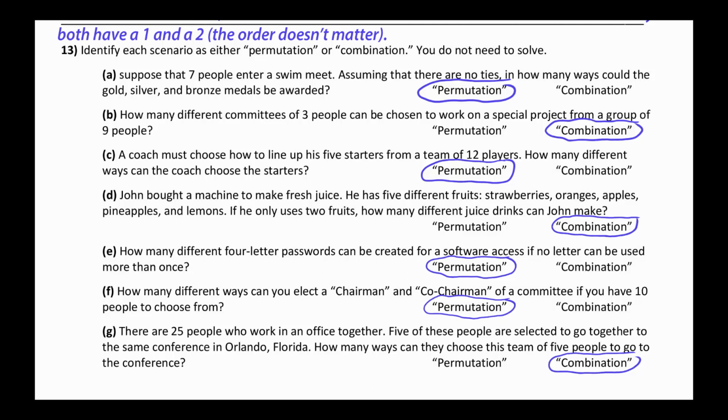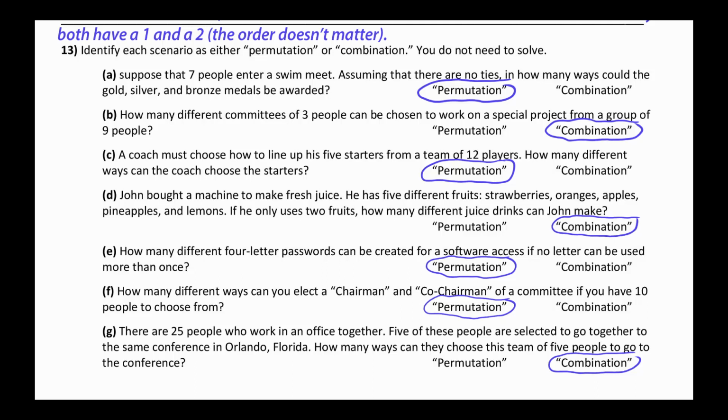C, a coach must choose how to line up his 5 starters from a team of 12 players. How many different ways can the coach choose the starters? So this one might be able to go in a couple of different ways, but they say it's a permutation. And I think this makes a little bit of sense. If you're taking these individuals and you're lining them up to defend a certain person or to be in a certain position on the field, order matters. You don't want your point guard down under the basket, or you don't want your goalie in midfield. The place that they are is important. So that means order matters, and it is a permutation.